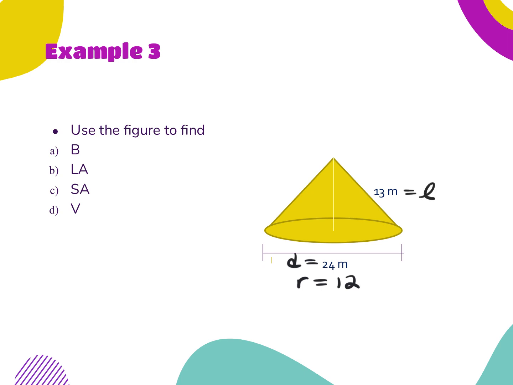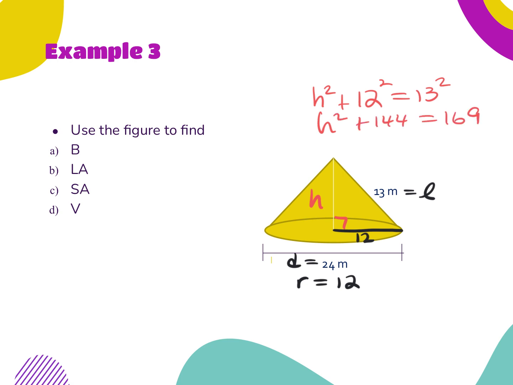And again, in order to find the h here, I need to do Pythagorean theorem. So I'm going to be doing h squared plus 12 squared equals 13 squared. 12 squared is 144. 13 squared is 169. Subtract the 144. And height squared is equal to 25. Square root it. And the height that I'll be using for part D is going to be a 5.